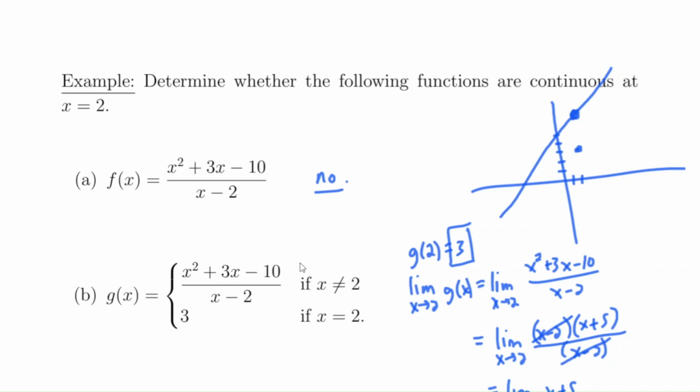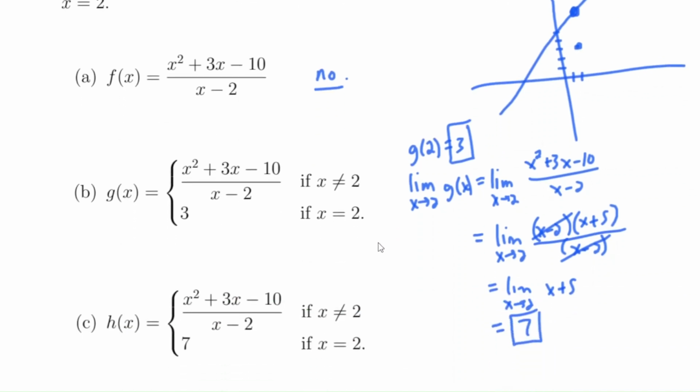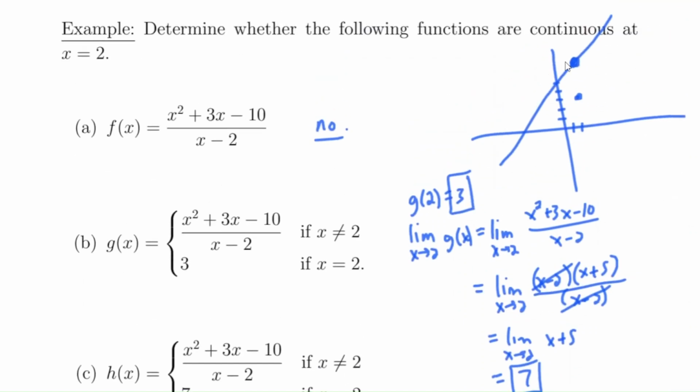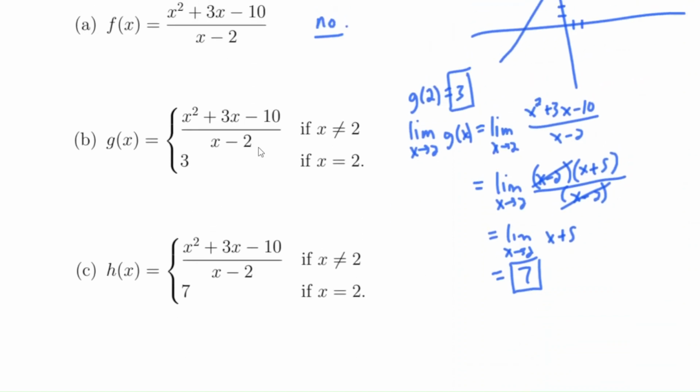But g of 2 would be 3 for this function, whereas I was calling it h here. h of 2 would be 7. It would actually fill in the hole rather than being down here. So this one is continuous. So part C, the answer is yes, it's continuous. Here, the answer is no.